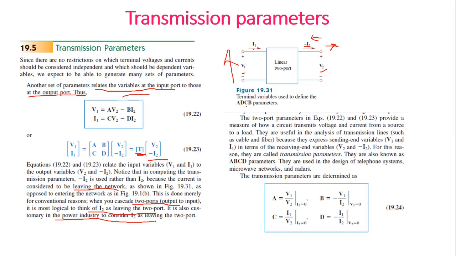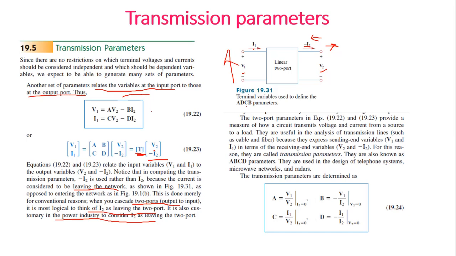Now why we have considered I2 as leaving the network is because when we consider output to input, it is normal that the current leaves the output port. So that's why it is taken like this. The two-port parameters in equations 9.22 and 9.23 provide a measure of how a circuit transmits voltage and current from source to load.